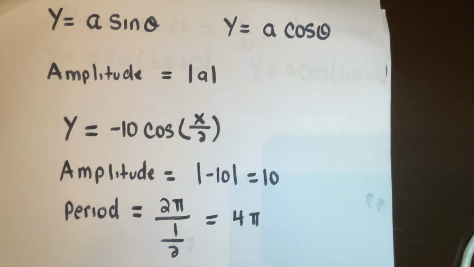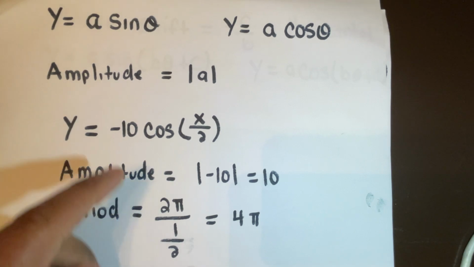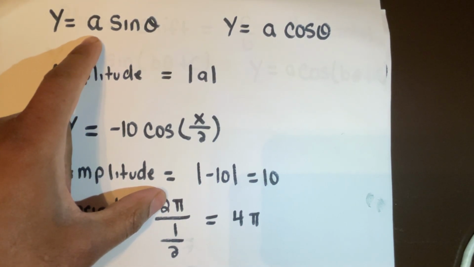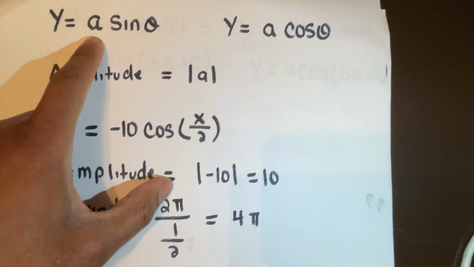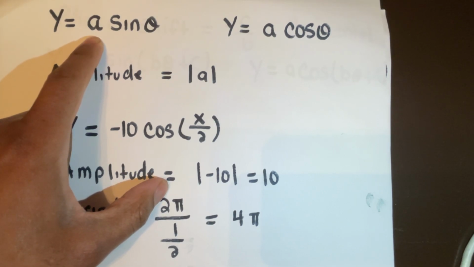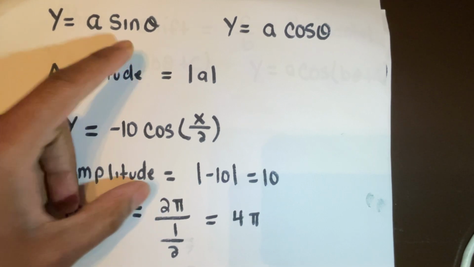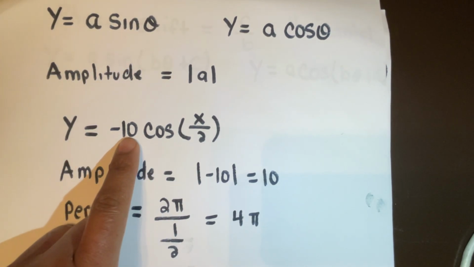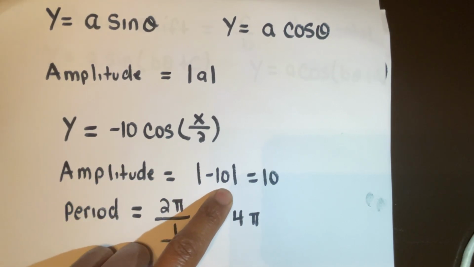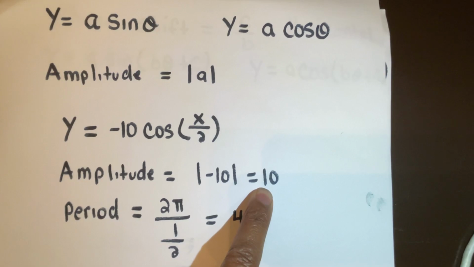Now we're talking about the amplitude. Now the period was the coefficient inside of the parentheses, but if you want to find the amplitude, it's going to be the constant value that's multiplied outside of the parentheses. And so if you can see here, the amplitude is going to be the absolute value of the number that's multiplied. So this is going to be the absolute value of -10. So the amplitude for this is going to be 10.